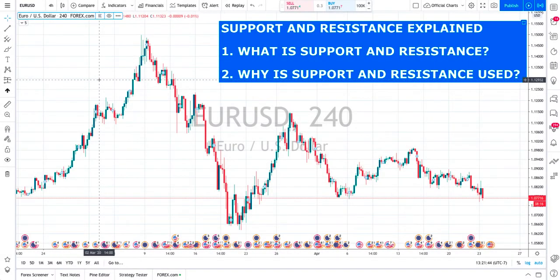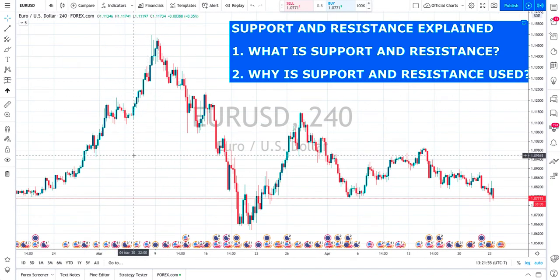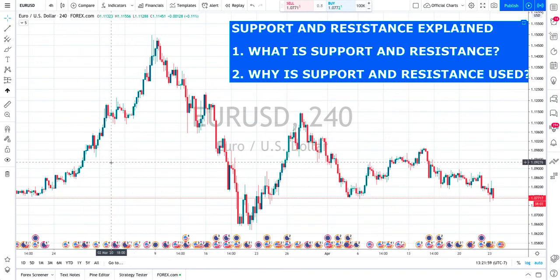Today I'm going to be going over support resistance, and more specifically, what is support resistance and why is support resistance used. So let's start off with what is support resistance. To make things as simple as possible, support resistance are basically areas in the chart where price generally rejects from, and it'll be considered a resistance.